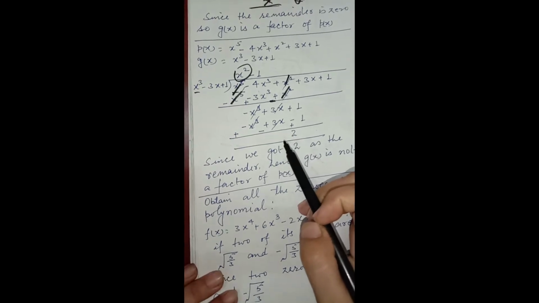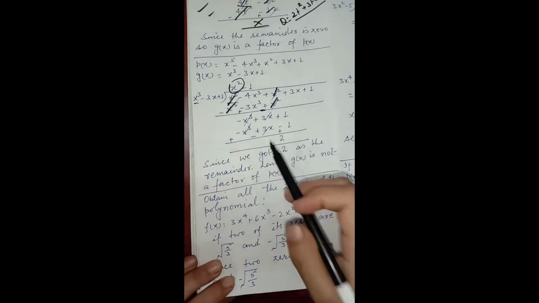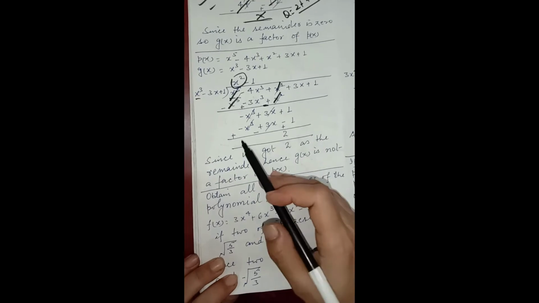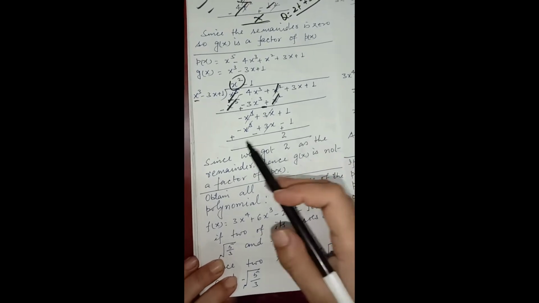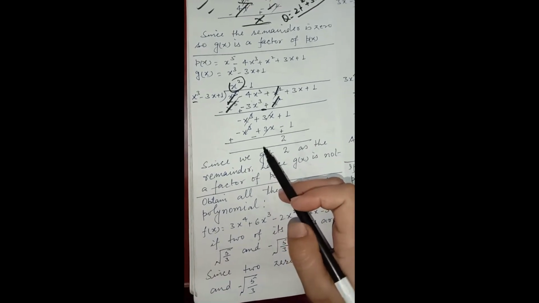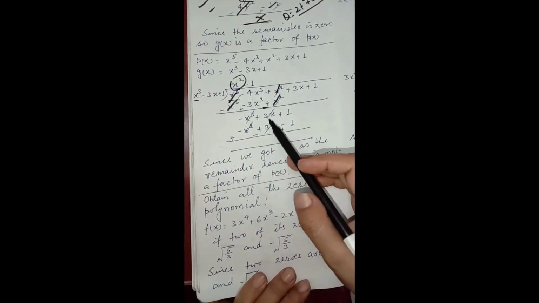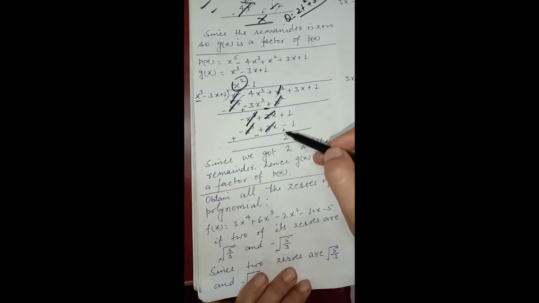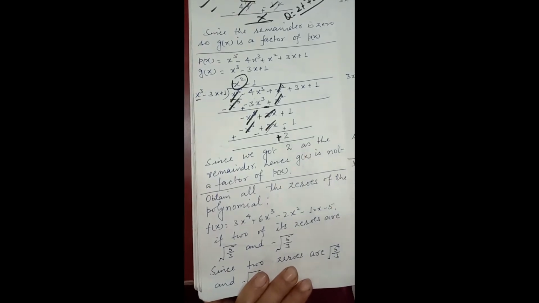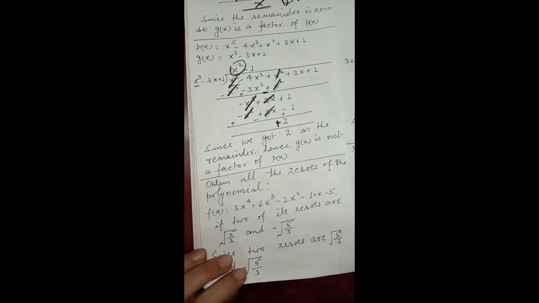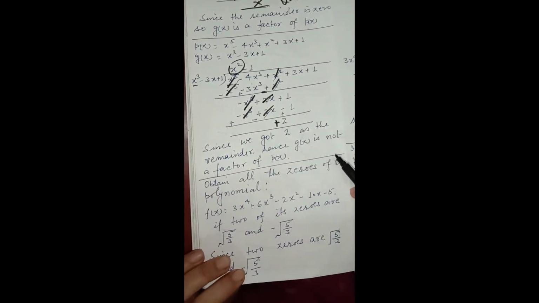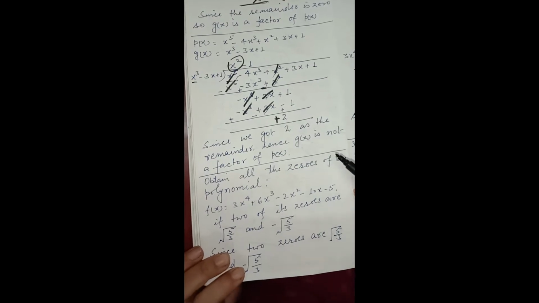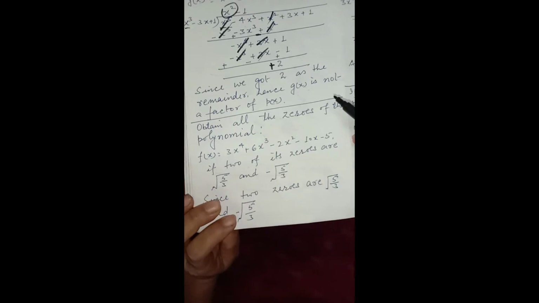And again, as in the simple division method, we subtract by changing the sign. On changing the sign, we will get these signs, and whatever terms can be cancelled, we will cancel, and we will be left with plus 1 and plus 1. So plus 2 will be the remainder. Here we got plus 2 as a remainder. Hence we will say that g(x) is not a factor of p(x). So this is the way to find whether a polynomial is a factor of the other polynomial or not.